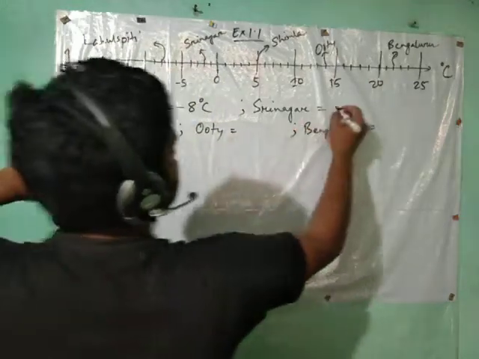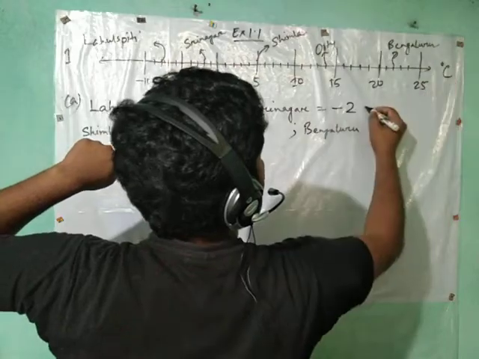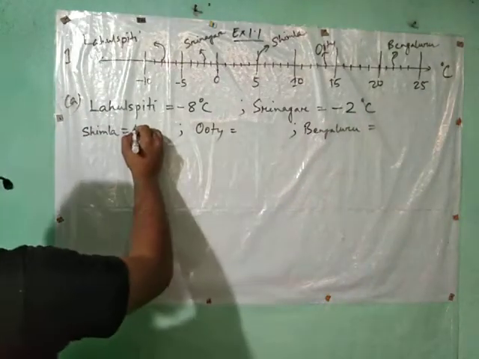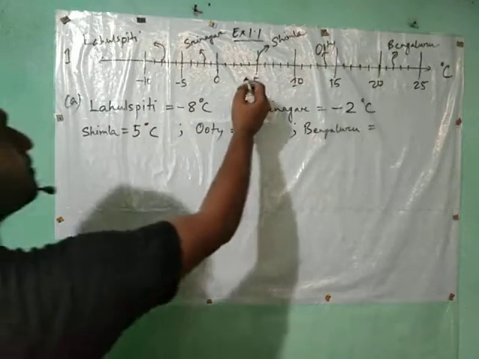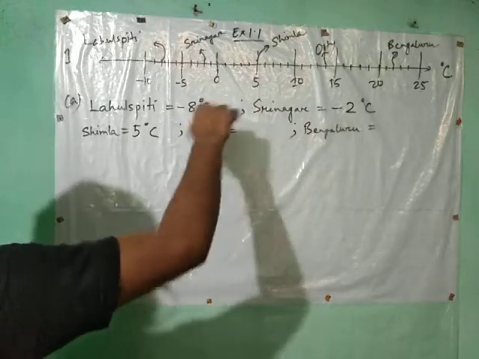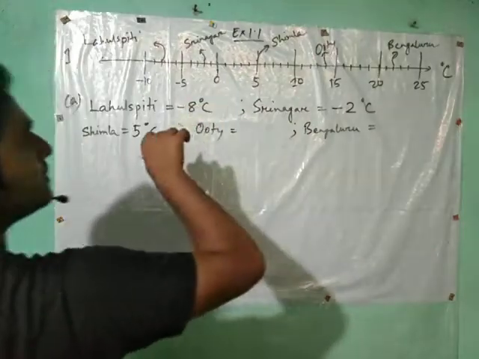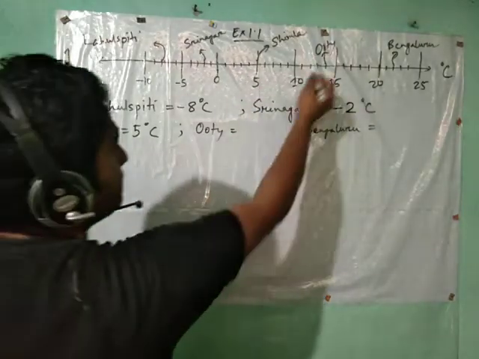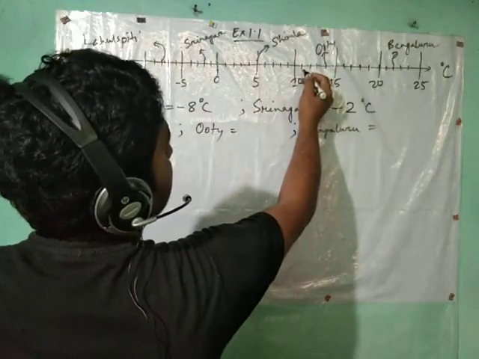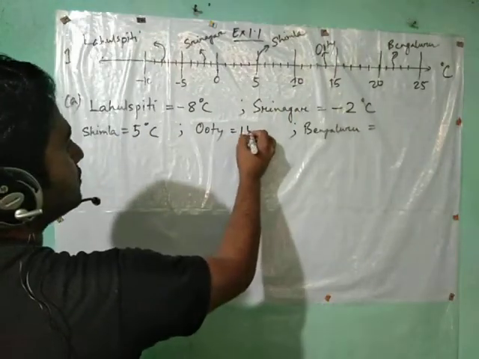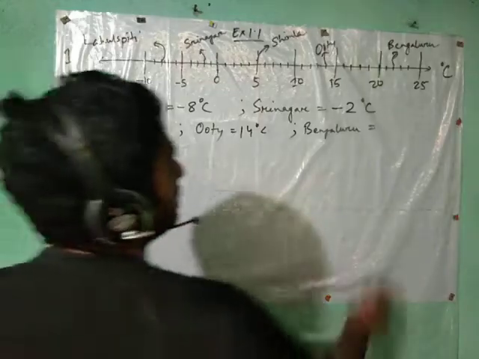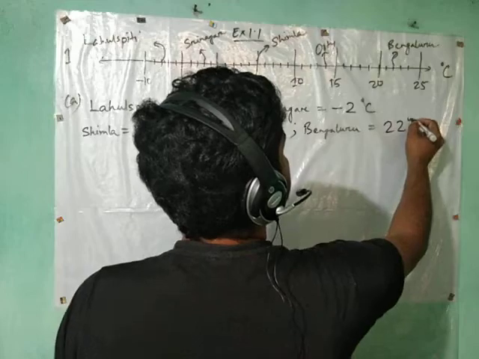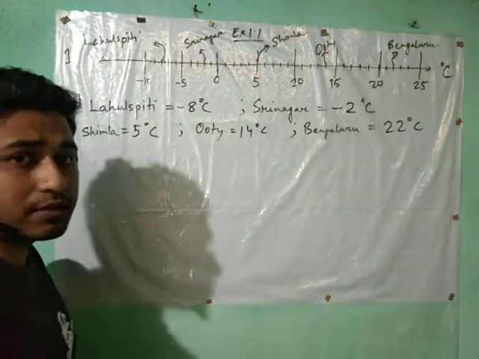Similarly, if you look here, 0, -1, -2. So -2 degrees centigrade is the temperature of Srinagar. Similarly, +5 degrees centigrade is the temperature of Shimla, since this is in the right hand side direction, so it will be positive. So positive 5 degrees centigrade. Then it is 10, 11, 12, 13, 14. That means +14 degrees centigrade. Similarly, what about this? This is 20, 21, 22. So 22 degrees centigrade. I hope you got it, right?